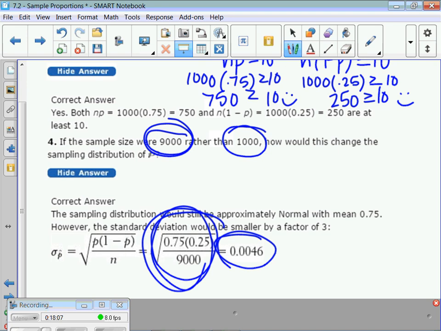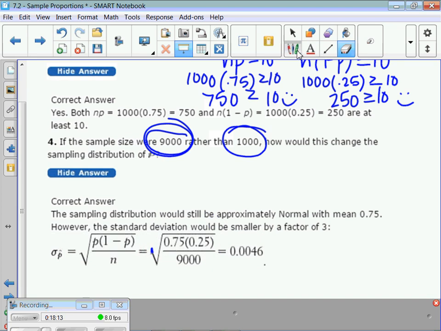You're going to have to know by what factor it's actually increasing or decreasing. So how do I know? Well, I had 1,000, right? This is times 9, but there's a square root there, so the square root of 9. So we're really decreasing by a factor of 3. Okay?